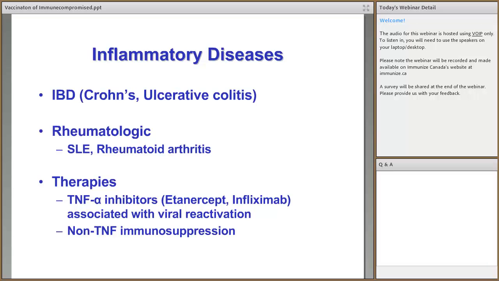Now I'll move on to inflammatory diseases. The inflammatory diseases consist of inflammatory bowel disease, Crohn's or ulcerative colitis, rheumatologic conditions such as lupus and rheumatoid arthritis, as well as all the therapies that go along with these conditions. There are TNF-alpha inhibitors that are used for inflammatory diseases, such as etanercept, infliximab. There is also non-TNF immunosuppression.